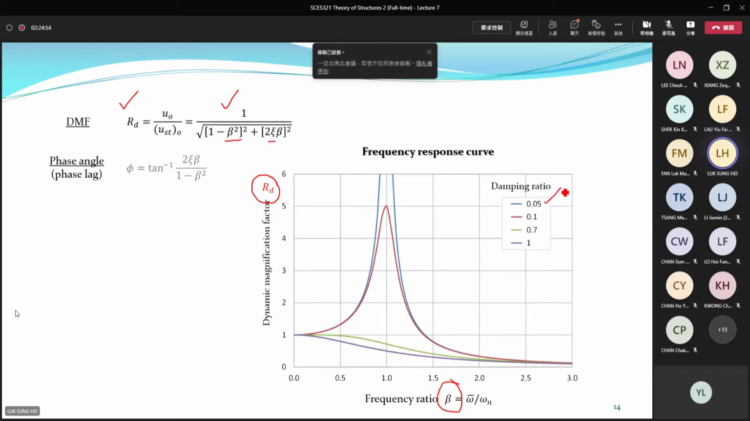Blue line is plotted using damping ratio equal to 5%. I put damping ratio equal to 5% into this equation, and then I use Excel to try different values of beta, and then find out the corresponding value of RD and plot it on the graph. So I get the blue line. You can redo the same using different damping ratios. This graph is very useful because it helps you to understand the dynamic behavior of a system. Let us have a look from the left to the right. Here, we start from here.